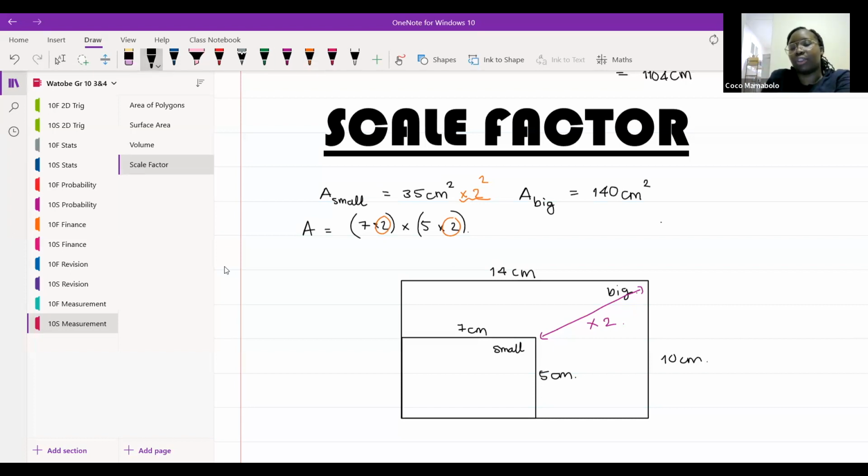If I had to calculate the volume of something and the volume was 35 centimeters cubed, if I doubled the sides, what would I have to multiply this number by to get the new volume? Of course, I'm going to multiply by 3. Oh, sorry, I'm doubling. Why am I lying? I'm multiplying by 2, but by 2 what?